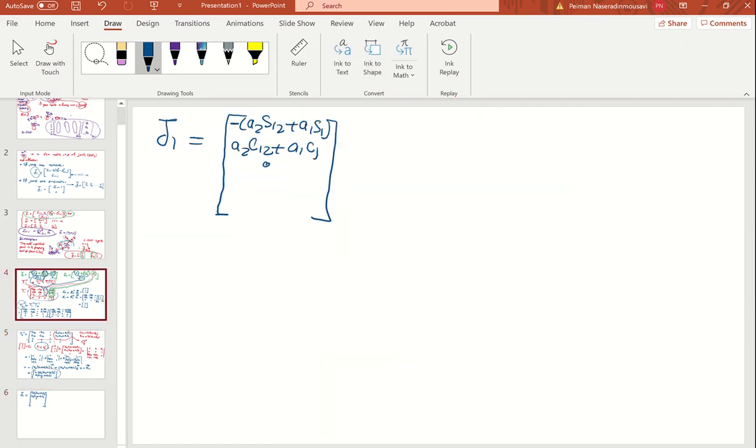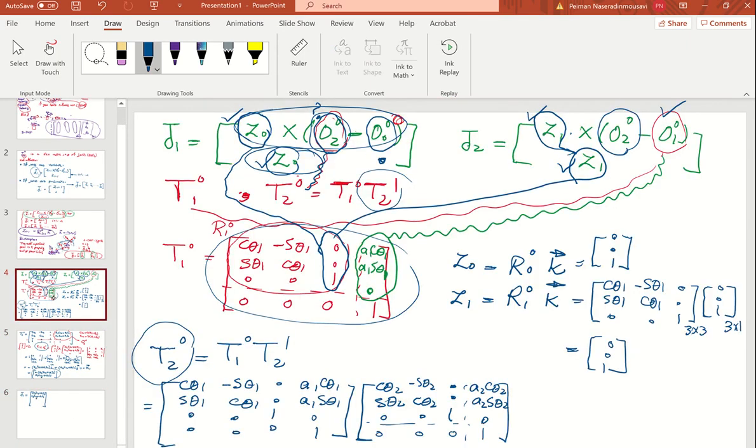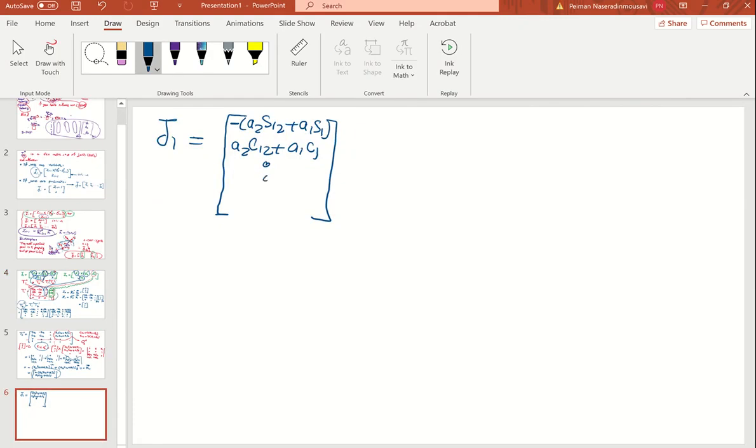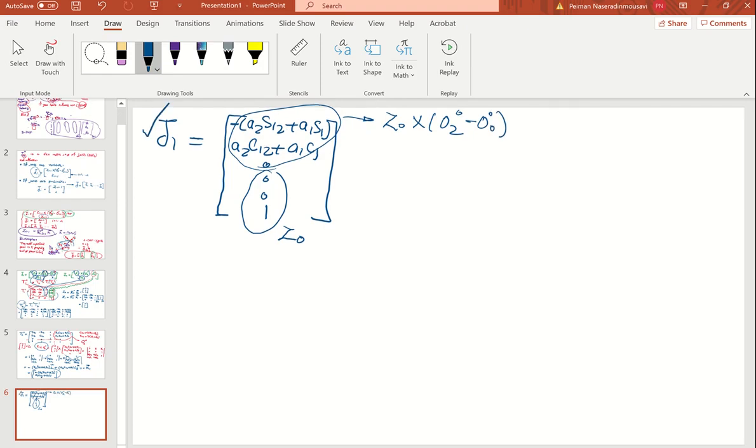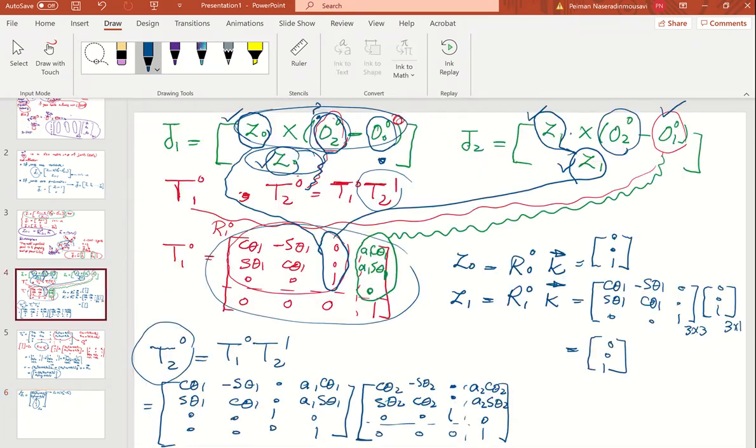Now Z naught. Only Z naught: 0 0 1. This is Z naught, and this is Z naught cross product of O2 with respect to 0 minus O with respect to 0. So bingo, we got J1. Understand? We got J1.